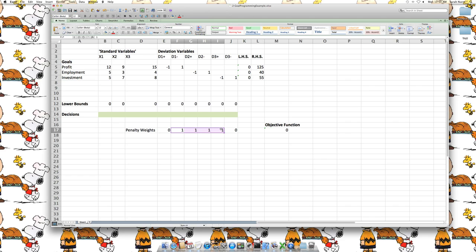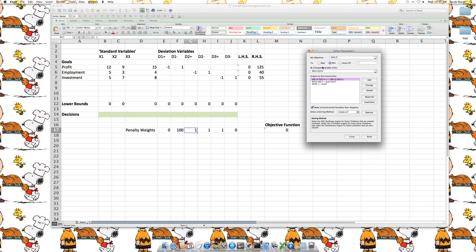So if I care about all the goals equally, then they can all have equal weight at 1. If instead I care about goal 1 a whole lot more than the other 2, I can put a much higher penalty, meaning if I don't meet this goal, then it penalizes me more because I care about the goal more, so the deviations in the wrong direction hurt me more. And so then you can just solve it.